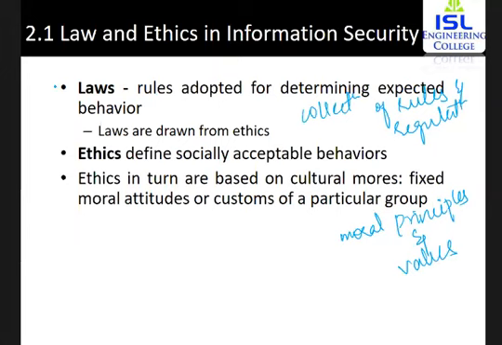So that is the definition for law, and these laws are drawn from ethics, and ethics are based upon socially acceptable behaviors. Now this ethics in turn are based upon cultural morals, that is fixed moral attitudes or customs of a particular group.